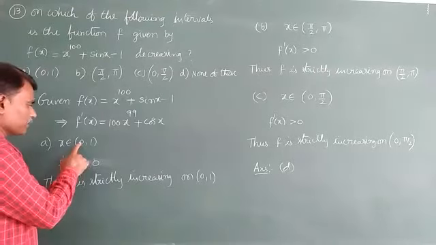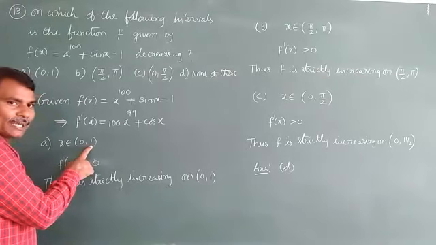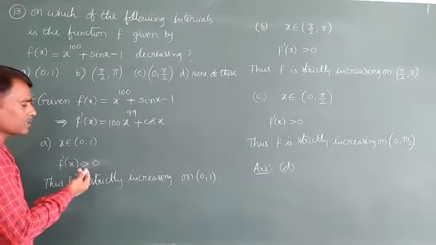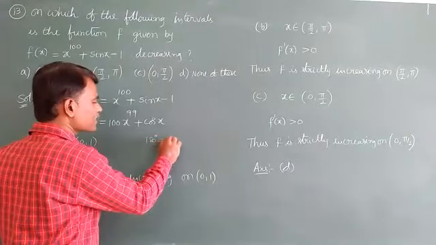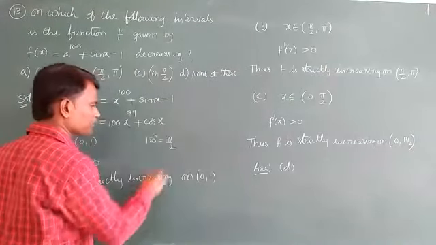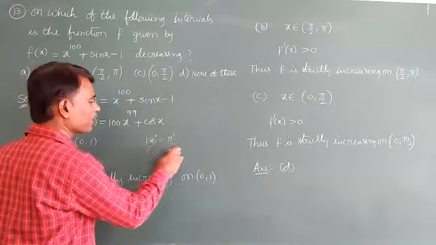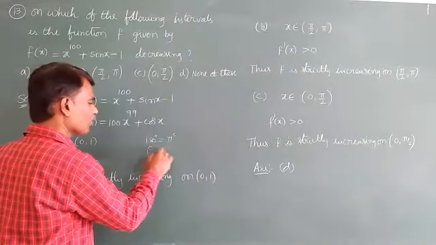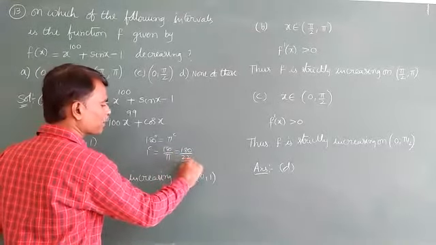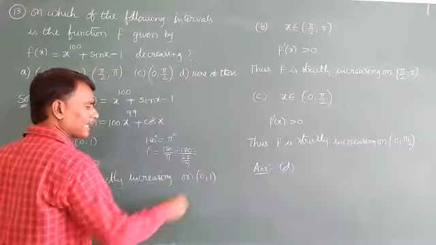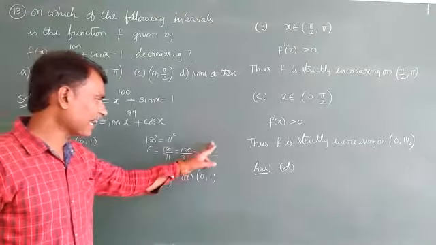Guys, the meaning is 0, 1 means actually radians. 1 radian, if you want to calculate: 180 degrees equal to pi radian. So 1 radian is equal to 180 by pi. 180 by 22 by 7, if we calculate, nearly it is 50-60 degrees something will come guys. Whatever it is, one value will come.